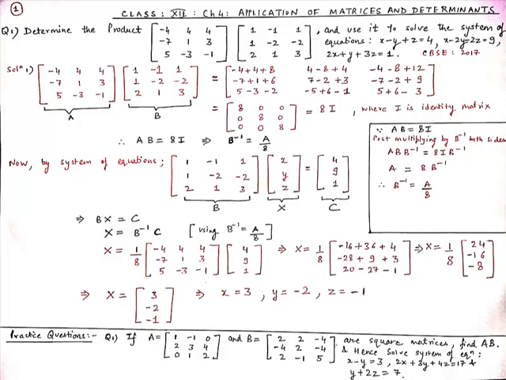Therefore we get -4 into 1, -4, and then 4 into 1, +4, and then plus 4 into 2 is +8. Now we will multiply row R1 of A with column C2 of B. We get -4 into -1, +4, and then +4 into -2 is -8, and then 4 into 1 is +4. Now row R1 of A with column C3 of B. We get -4 into 1, -4, and then 4 into -2 is -8, and then 4 into 3 is +12.